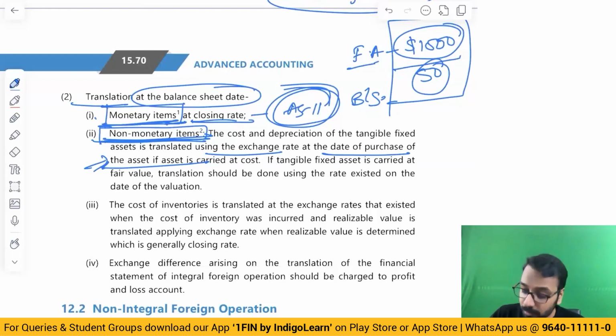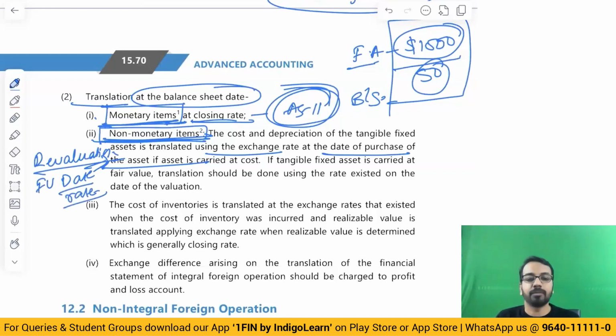But we have one more model called the revaluation model. As far as the revaluation model is concerned, take the fair value date and the rate of that particular date for calculation of value and subsequent depreciation. All right. So monetary items, closing rate. Non-monetary items, you will consider the exchange rate on the date of purchase, and if we are doing fair valuation, you will consider the fair value date, that particular rate.